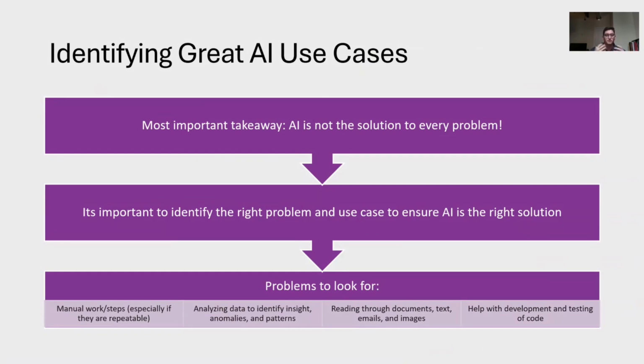And I apologize that the bottom portion of this is a little tiny, but I will go through the kind of problems to look for. These are the 4 things that we found, and there are other presentations that we presented at AI Week on these 4 problems. So the first one is manual work steps, especially if they're repeatable. So we talked about that.